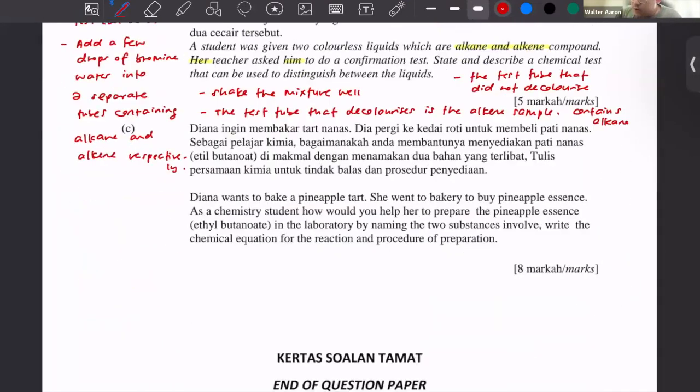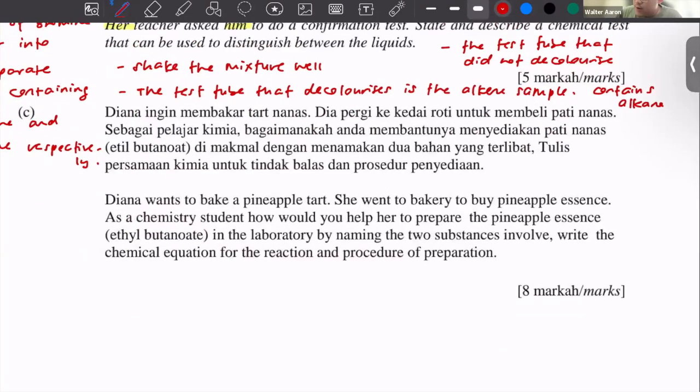And then the last one will be: Diana wants to bake a pineapple tart. She went to the bakery to buy pineapple essence. As a chemistry student, how would you help her to prepare the pineapple essence, ethyl butanoate, in the laboratory by naming 2 substances involved and writing the chemical equation for the reaction and the procedure for preparation. So this is more of an experimental design. If you look closely, they are actually asking you to explain how we can prepare the ester ethyl butanoate, which can give you the pineapple flavor. So you're supposed to describe an experiment.